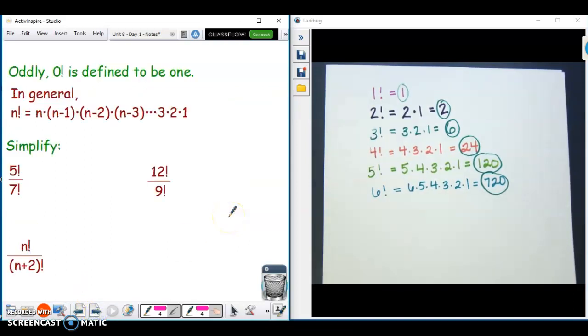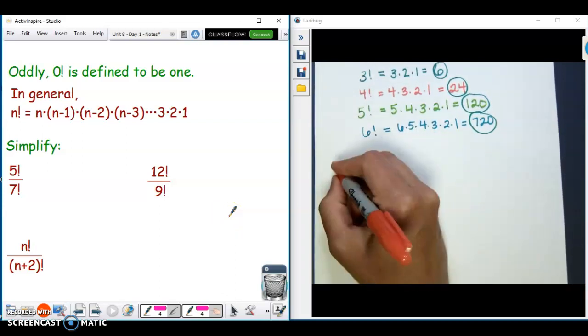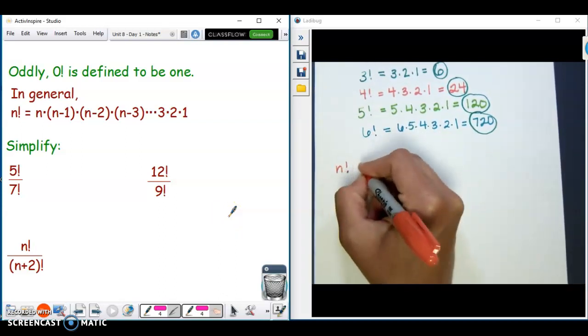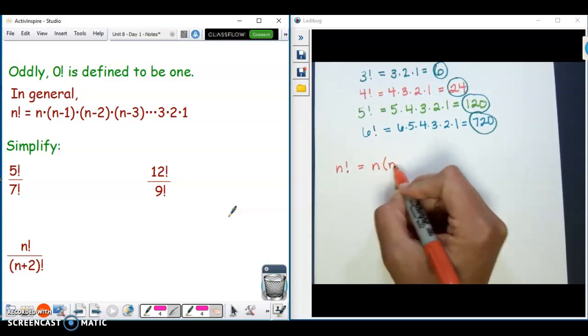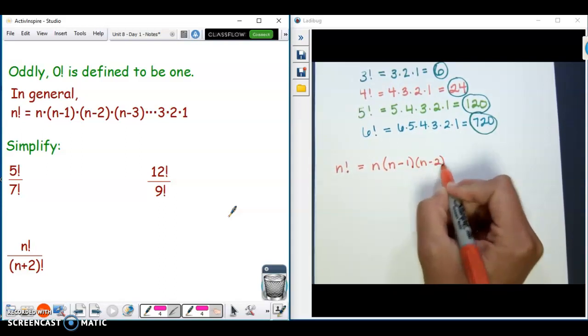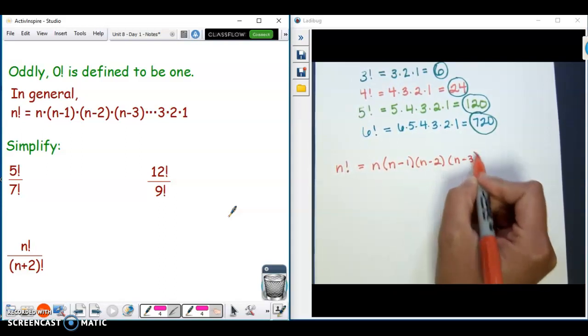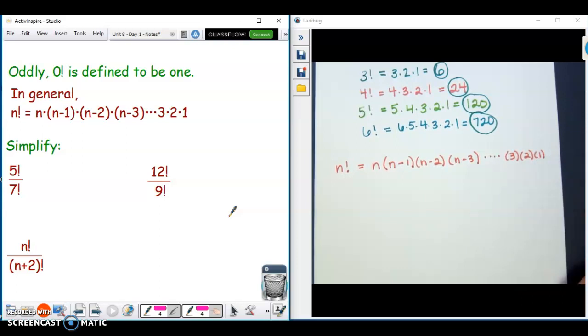Okay, so in general, if we're not talking about numbers, but we're talking about letters, if I say n factorial, this means you're going to count down. So we have n, the next term would be n minus 1, because that would be the term before it. Then it would be n minus 2. Then it would be n minus 3. And that would keep going on forever until you ended up back at 1. Because remember, you always count down, okay? So that's what that means.